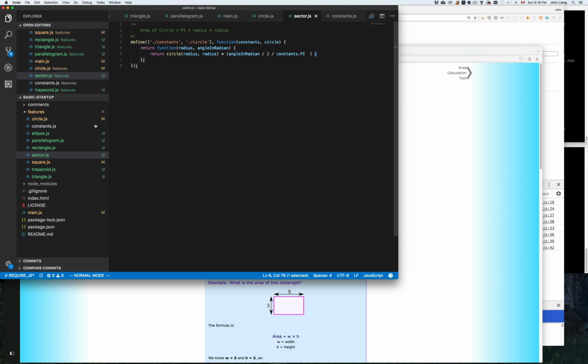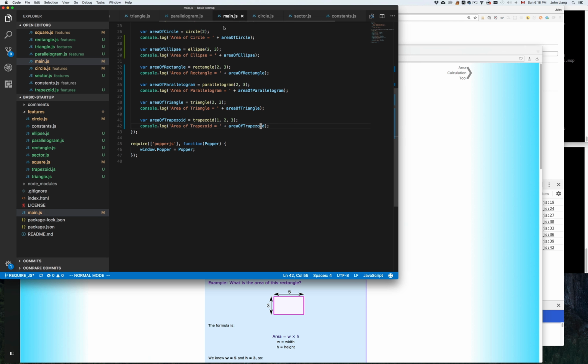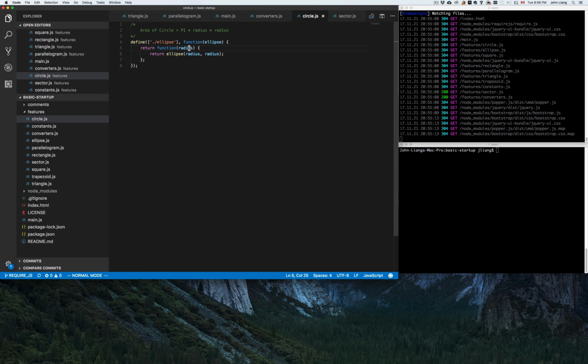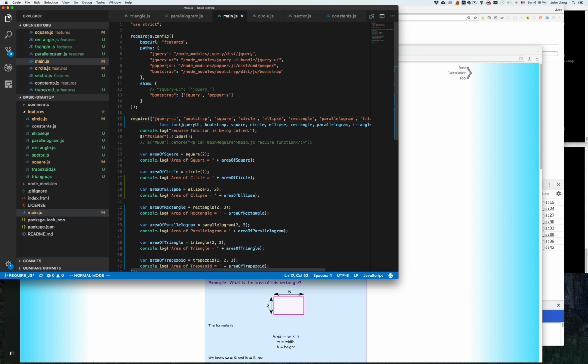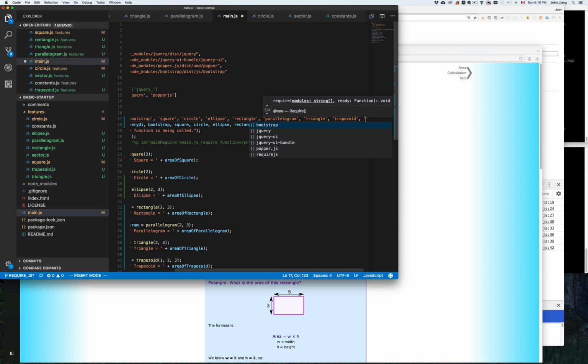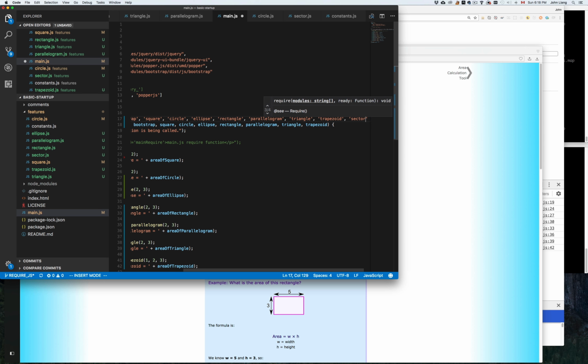Okay. And let's go back to the main function. Circle has only one input in the formal parameters. So let's take out the second radius right here. Let's save it. Let's go to the browser. And we see we have the correct values right here. We gotta load this module as well. We gotta load this module first. Sector.